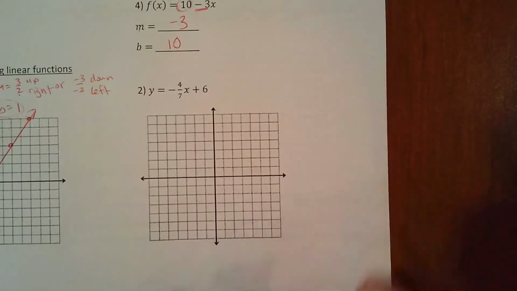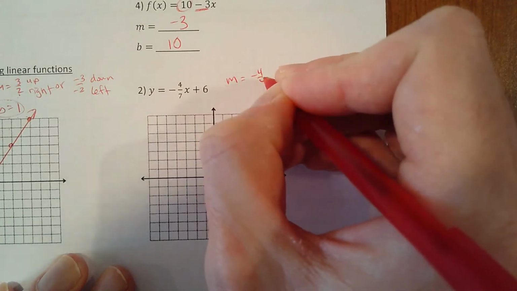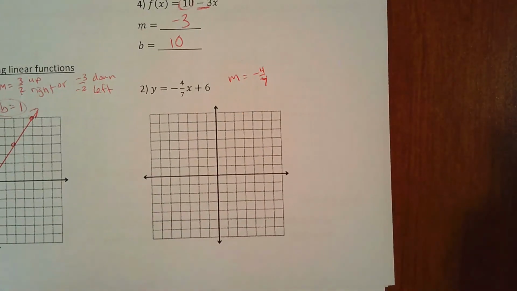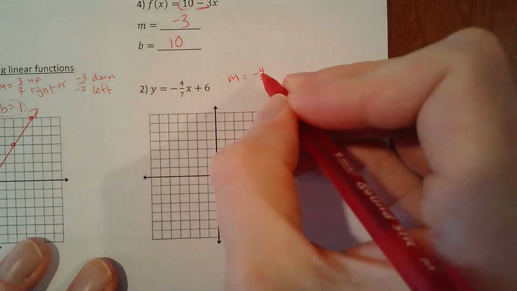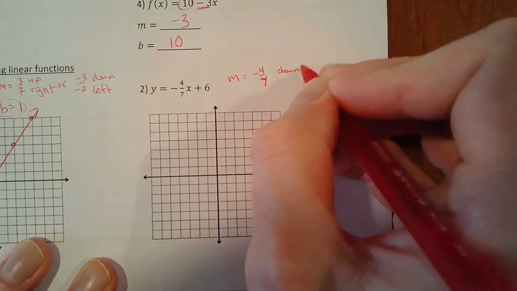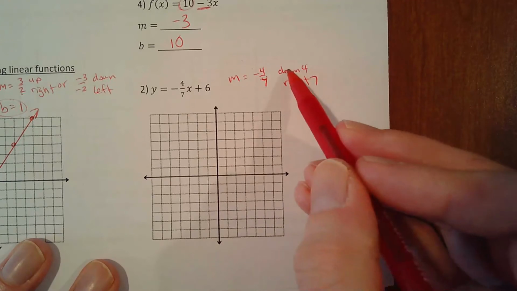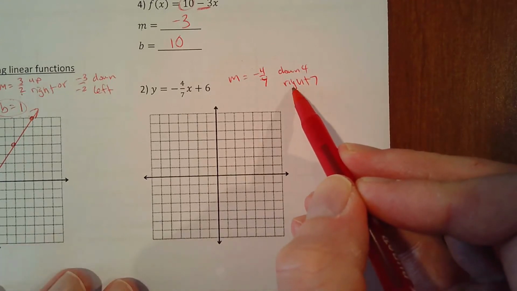Okay, so number 2, again, the m is negative 4 sevenths. Now think of this, the negative's on one of them. It's either on the 4 or it's on the 7. Okay, and I always just put it on top. So if the negative goes with the 4, that means down 4, right 7. You could go up 4 and left 7 eventually if we had to.